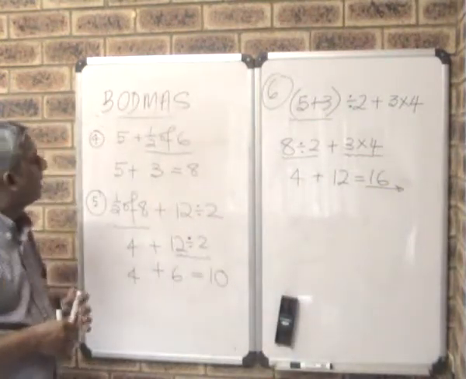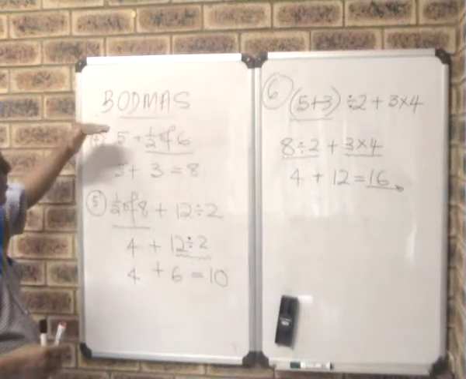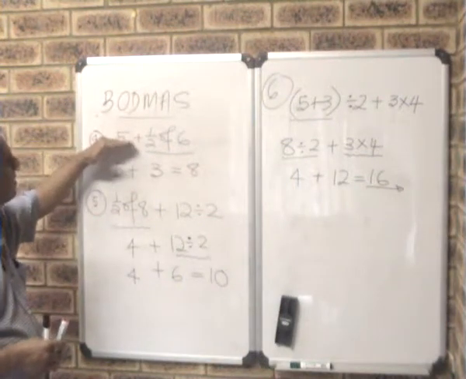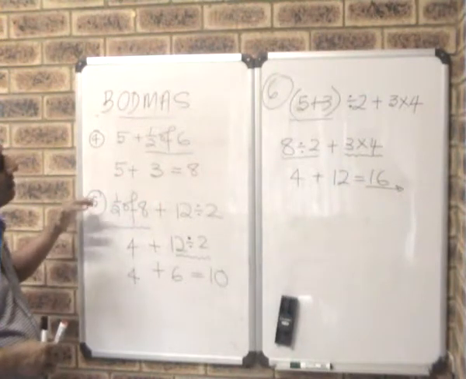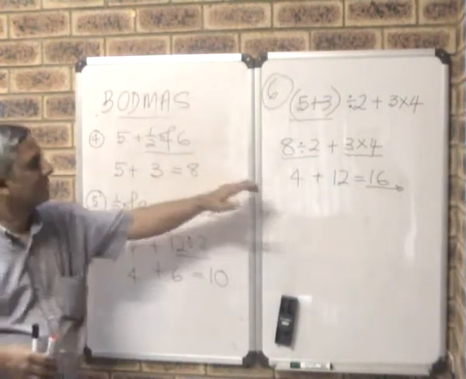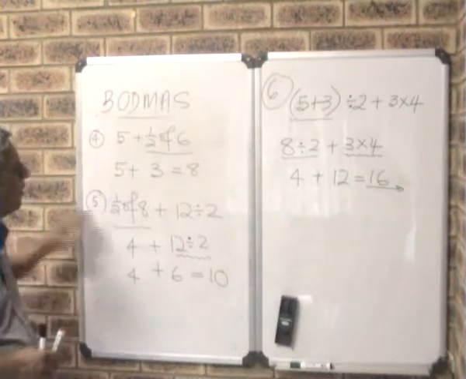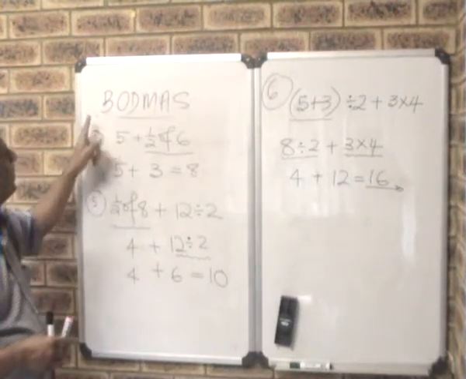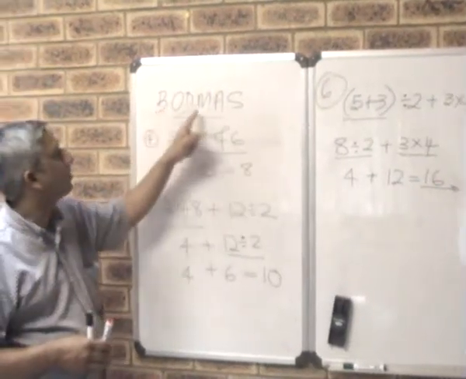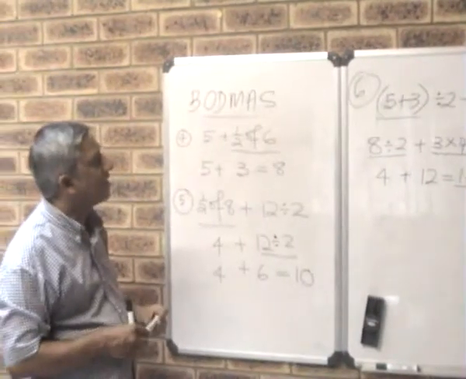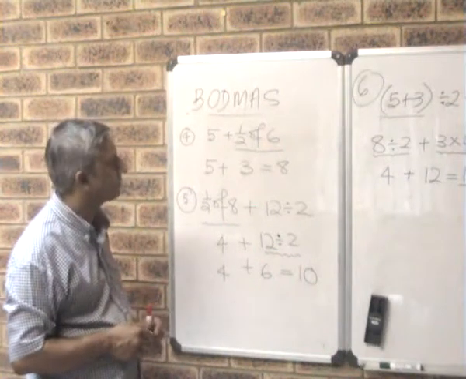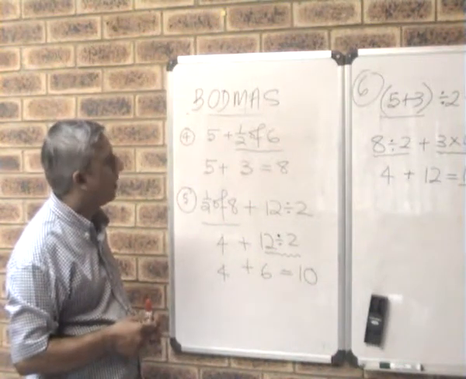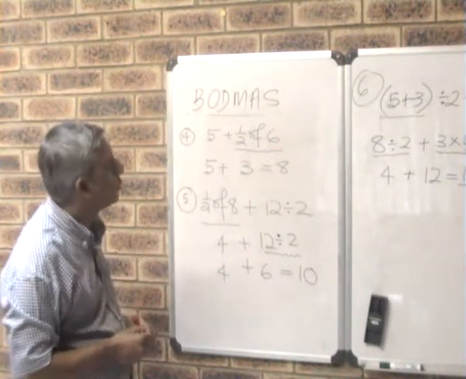So in some examples you'll have to apply the rule of BODMAS only once. In some examples you'll have to apply it twice. In some examples you'll have to apply it thrice. I will be doing an example just now where we'll try and apply every step of this. Now remember, in examples it will not always come in exactly the same order. We'll do an example to demonstrate to you.